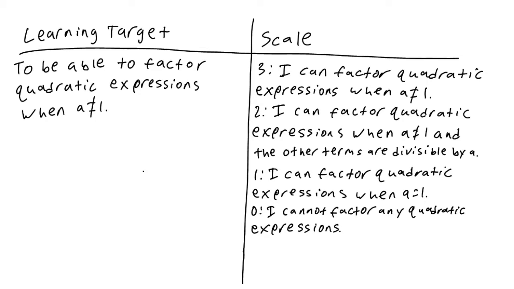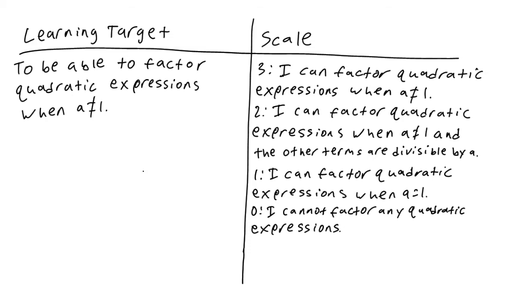The scale: you're a 3 if you can factor quadratic expressions when a does not equal 1. You're a 2 if you can factor quadratic expressions when a does not equal 1 and the other terms are divisible by a. So that means you can pull out a GCF like we did a couple videos ago. You're a 1 if you can factor quadratic expressions when a equals 1. So if you can do what we did in the last video. And you're at 0 if you cannot factor any quadratic expressions.